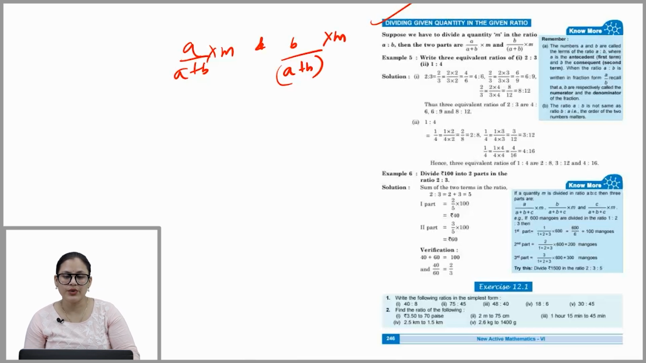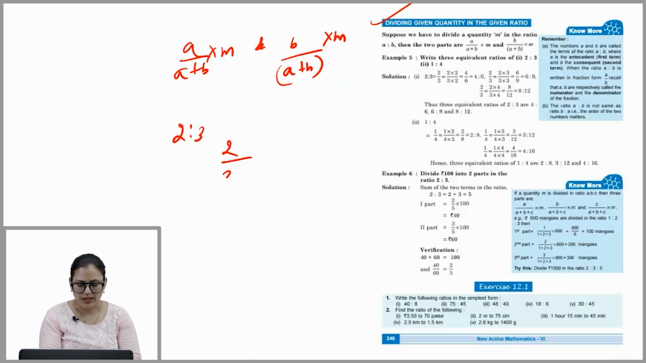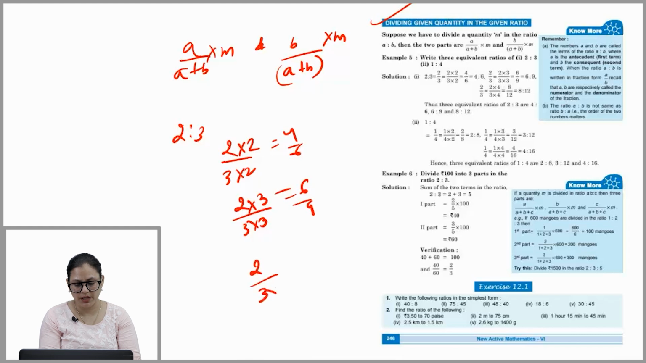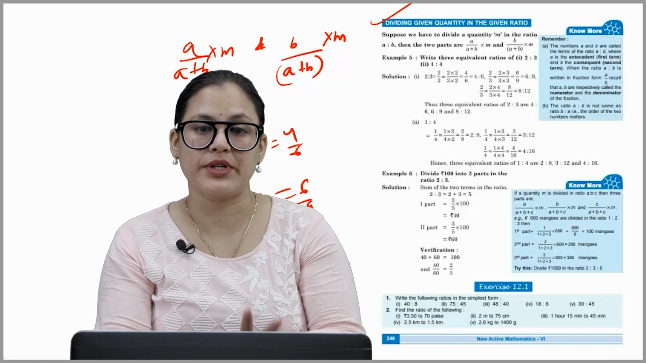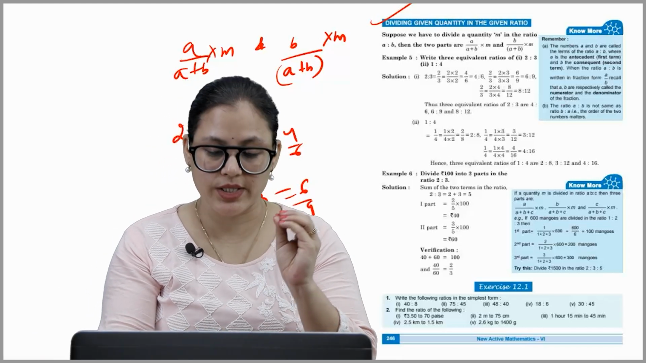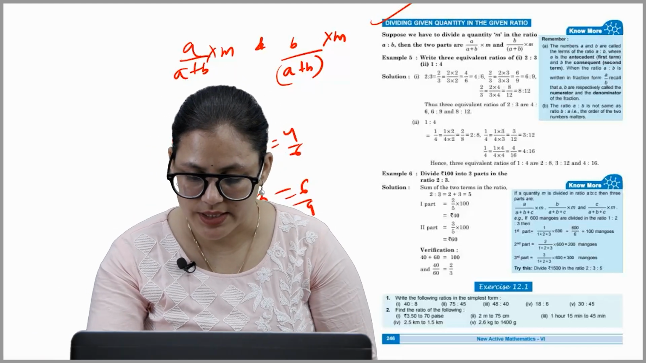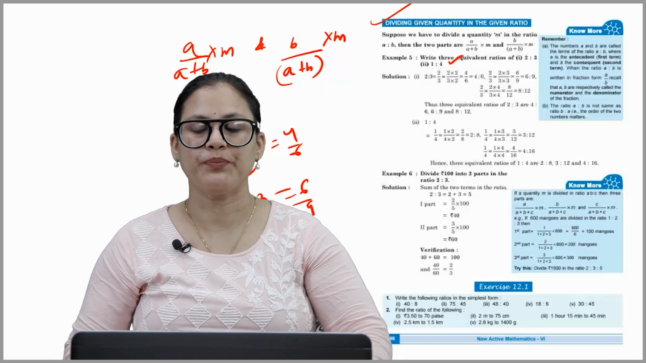Example: write 3 equivalent ratios of 2:3. This is similar to what I already told you. 2/3, then you will multiply by 2 and 2, 4/6. Then 2/3, multiply by 3 and 3, 6/9. And then 2/3 you will multiply by 4, which is 8/12. So all these ratios are equivalent to 2:3. Similarly, you will do the second part also.